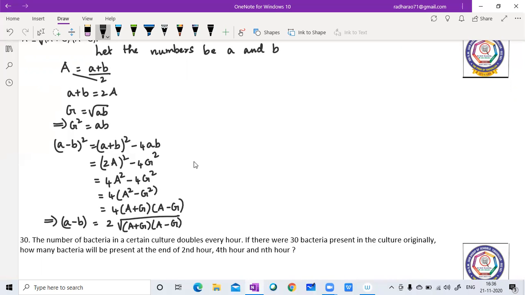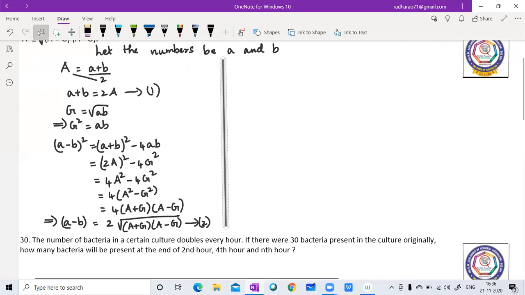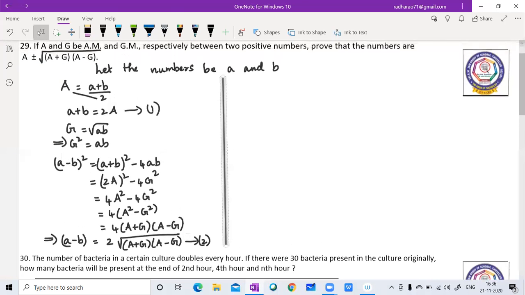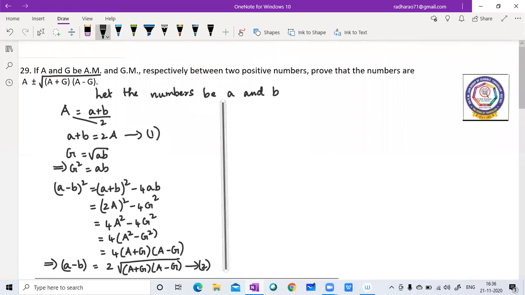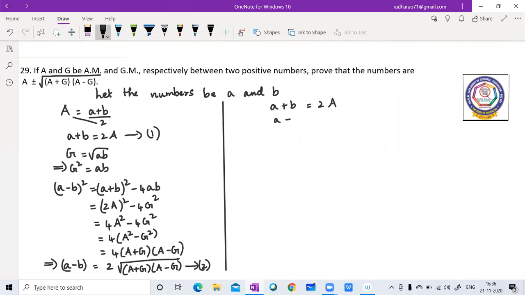So now I have a plus b, one equation, and I have another equation a minus b. Now I am going to solve both the equations to get the value of a and b. Let us see how to solve it. So what is the first equation? a plus b is 2A. What is a minus b we found now? a minus b is equal to 2 into root A plus G into A minus G.